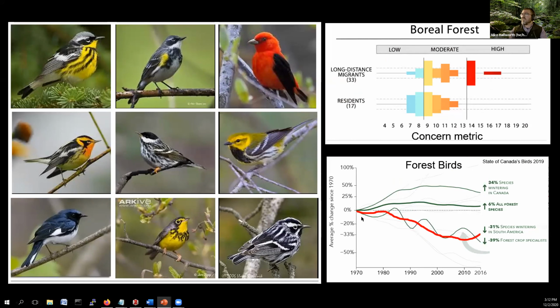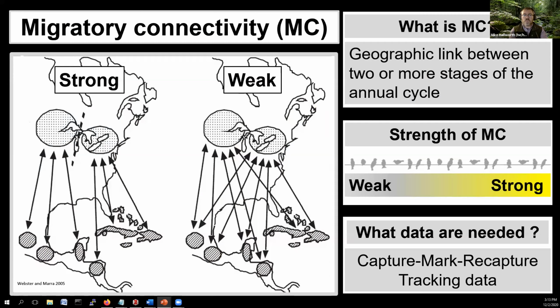And then this figure below that I highlighted here is from the State of Canada's Birds from 2019. This highlighted line here is the species that winter in South America. So it's kind of setting up that maybe some of the drivers of this decline are happening elsewhere outside of the breeding grounds. But the problem obviously is that for most of these species, we don't know where they're going, or the migratory connectivity. There were some speakers yesterday that set up migratory connectivity really well.